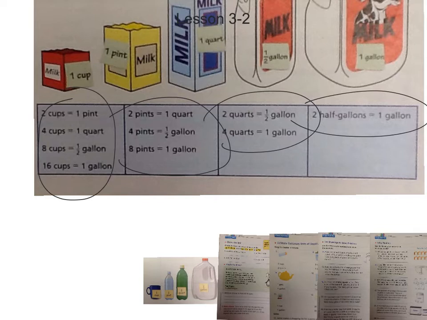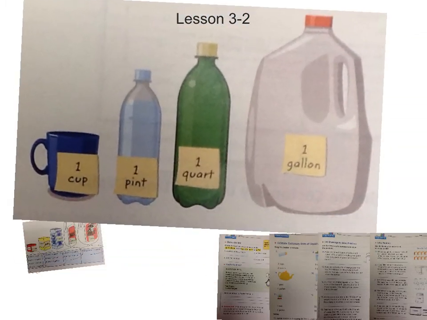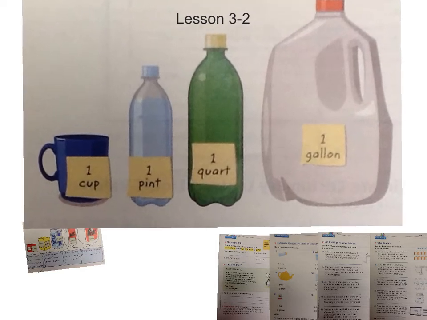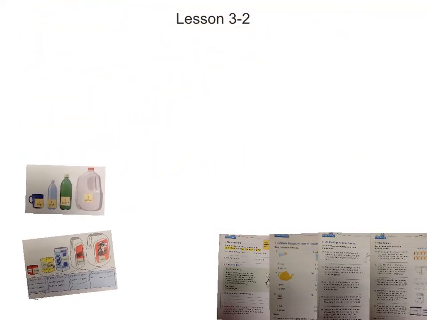Okay, so hopefully you wrote this information down. I'm going to push this aside because we'll refer back to it later. So here's another picture. It gives you a better idea of the sizes of liquid volume. So a cup would be, like you would see, a small cup. A pint would be like a small water bottle. A quart would be like a larger water bottle. And then a gallon would be like a big thing of milk. Just kind of gives you an idea which is bigger. That's the most important thing.